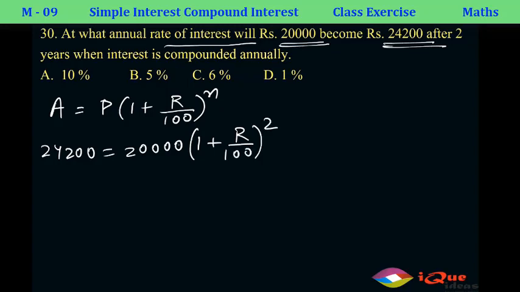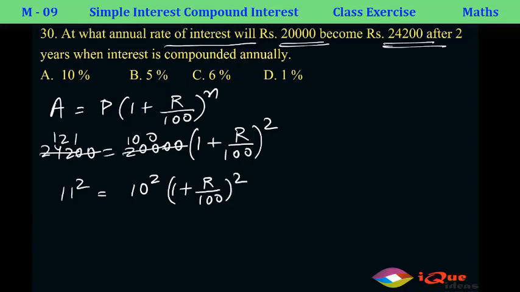Now, 2 zeros are cancelled. If you divide by 2, it becomes 100 and this becomes 121. 121 is 11 square. So it is 11 square equal to 10 square into (1 plus R by 100) square. So now we can see square everywhere, so we can simply remove the squares. We get 11 equal to 10 into 1 plus R by 100.